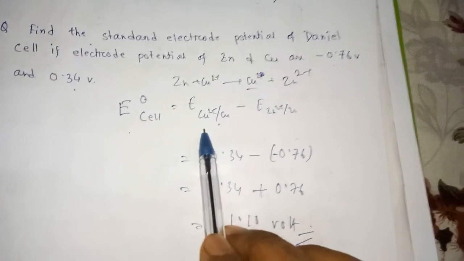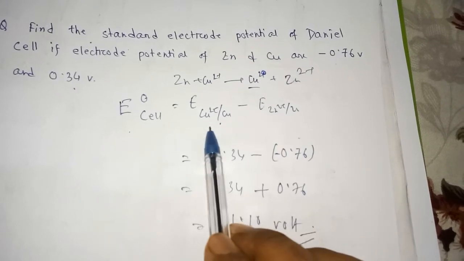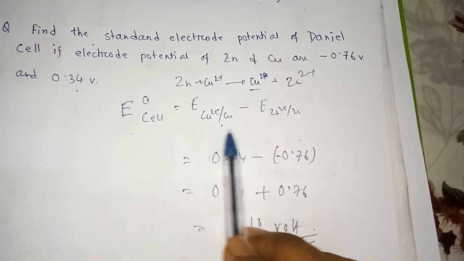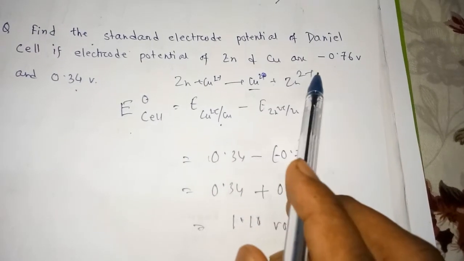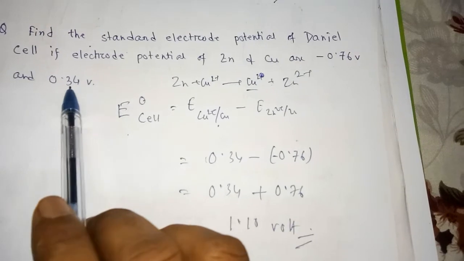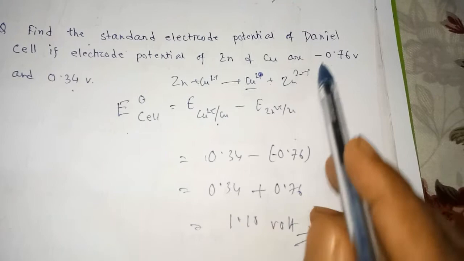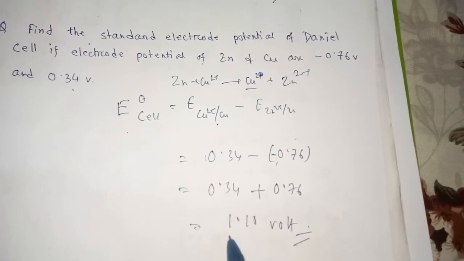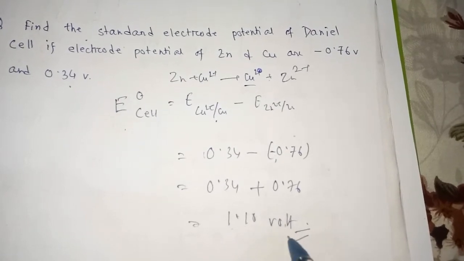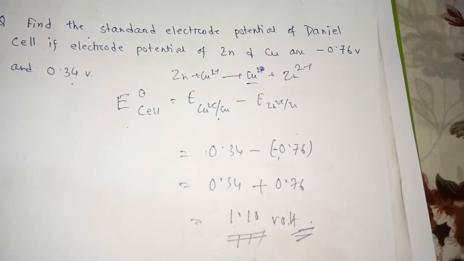One thing to remember: in the reactivity series, whatever is at the top is minus, and the bottom one will be plus. The value of Cu dipositive oblique Cu is 0.34. The value of Zn dipositive oblique Zn is minus 0.76, and the minus sign must be remembered. Then minus becomes positive, that is 1.10 volt. So you have to remember this answer. For the Daniell cell we get an electrode potential of 1.10 volt.